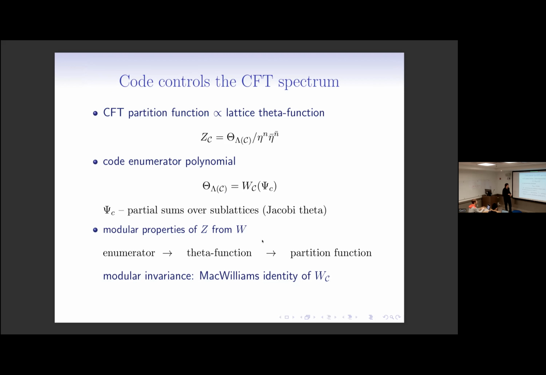It's a polynomial. And then if you take this polynomial and plug into, instead of formal variables, certain Jacobi theta functions, you will have the theta series of a corresponding lattice. And then if you multiply it by another very special function, which is called the Dedekind eta function, you will have a partition function of the whole CFT. So that completes the part of the story when you want to calculate CFT partition functions starting from the code. Any questions? Okay, so that's the story. You have the enumerator, then you calculate the theta function, then you have a partition function.